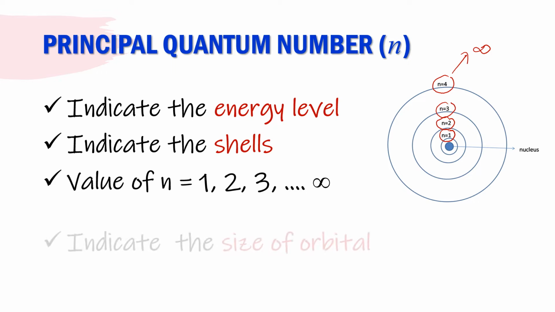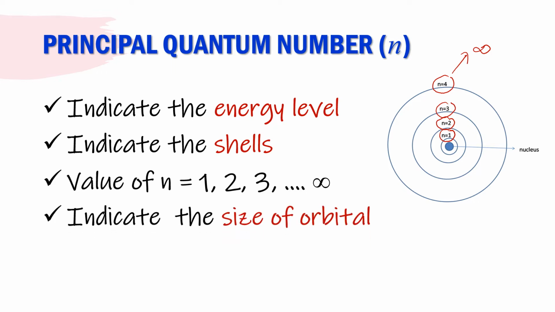The principal quantum number n also indicates the size of the orbital. For example, a 1s orbital is smaller than a 2s orbital. As the energy increases, the size of the orbital becomes larger.